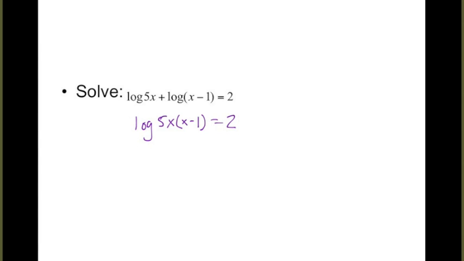Now we're ready to rewrite this as an exponential. What is the base of this log? 10. When no base is written, it is our common log with a base 10. When we rewrite as an exponential, the base stays the same, and the other stuff switches sides. And then we want to solve the resulting equation. 10 squared is 100, and we're going to distribute on the other side.